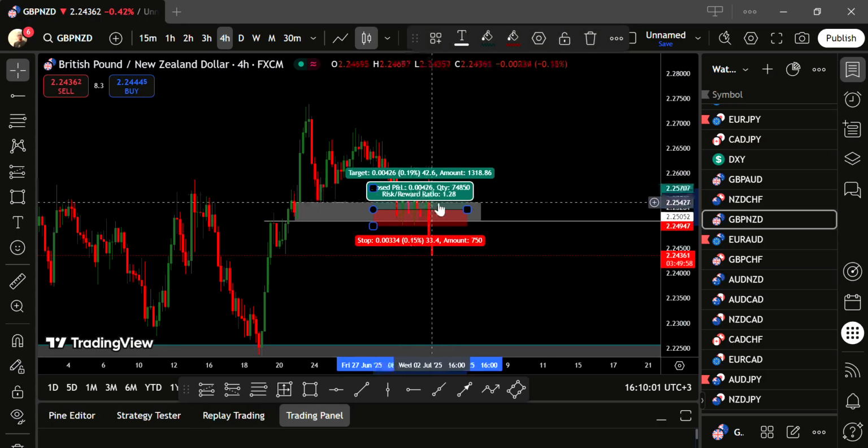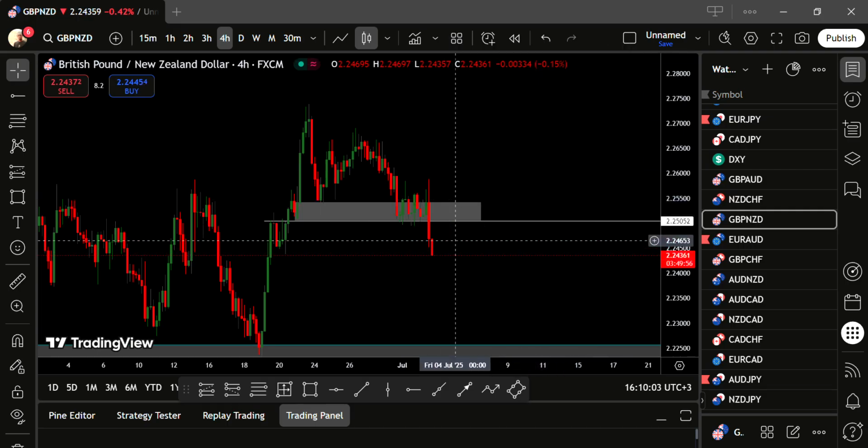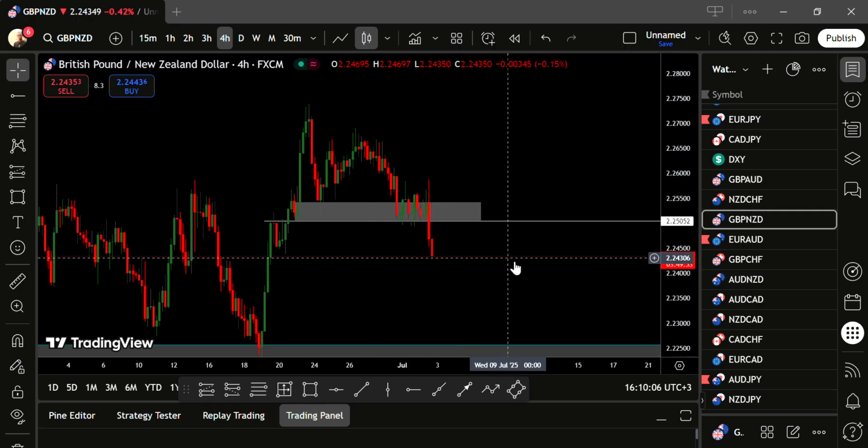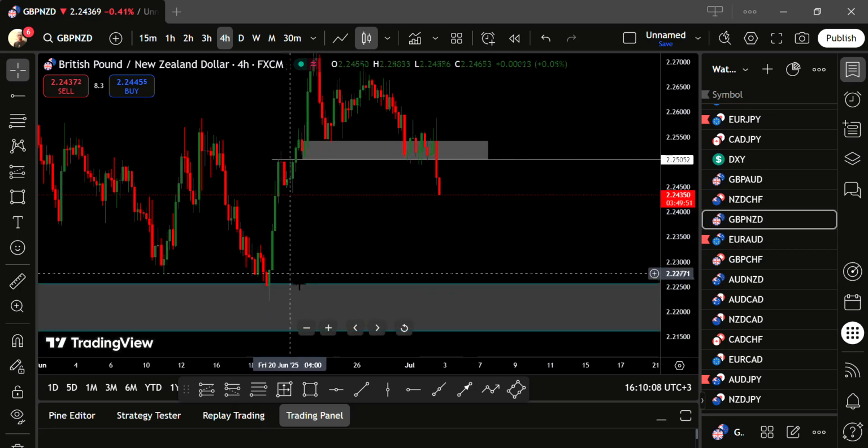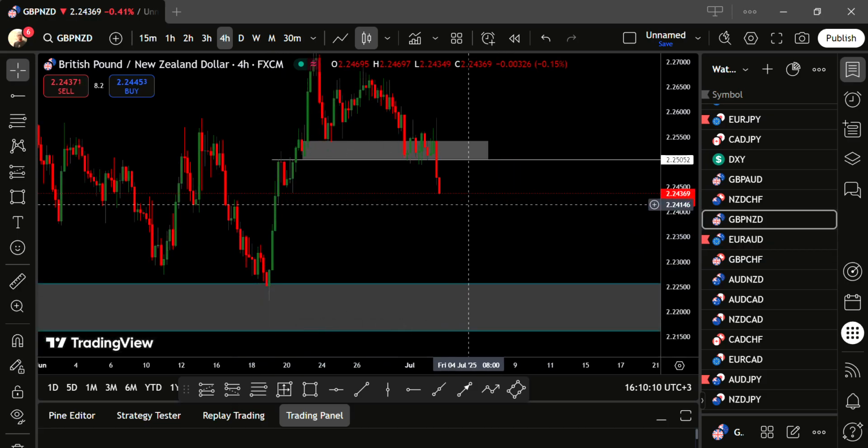Move your stop losses to break even. That one would have been stopped out at break even. I don't think you'd have made any profits on that trade. So price has broken, and we still have another zone down here. I think that is where it's heading.